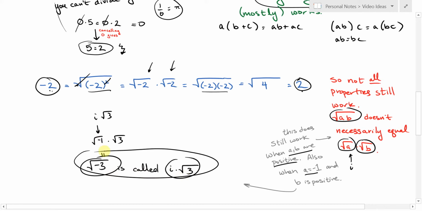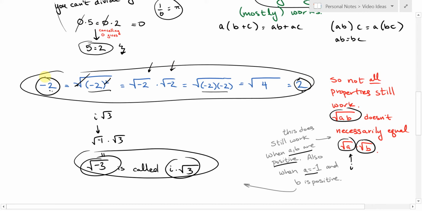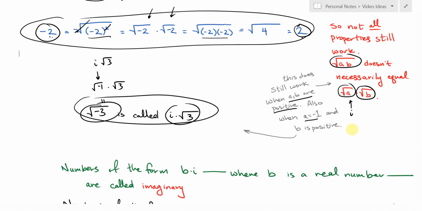Or you can think of it as breaking it up into the square root of -1 times the square root of 3, and it works in this way. So this property works sometimes when one of them is i, or if they're both positive, which is something you're used to, but it doesn't work all the time as we've seen here. Still, most of the basic properties work. It's just roots get a little fuzzy. I just wanted to give you that example.